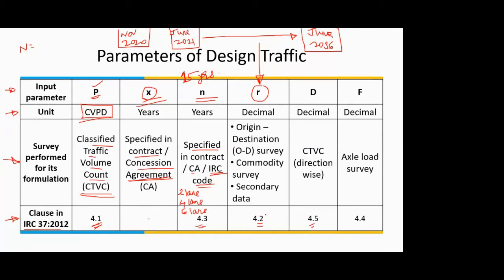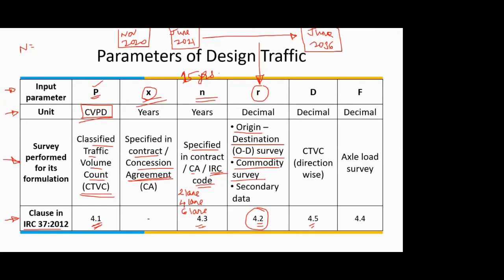Okay. And how will you get this traffic growth rate? If you see the clause in IRC 37, you have clause 4.2. So directly they have mentioned that you need to do the survey and project the traffic, and the survey that you need to do is the origin destination survey. Now again, we have seen this in detail in our unit number 3. So what goes into an origin destination survey, you can just have a look at that video. And then along with that, you have something called the commodity survey.